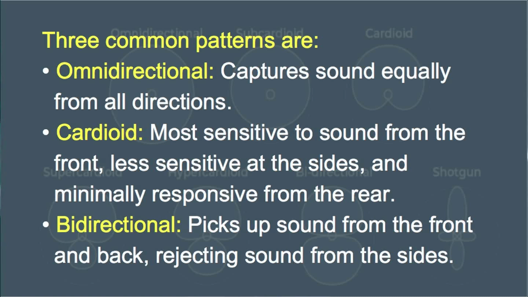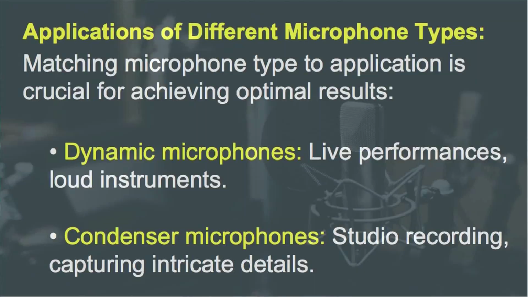Last one is bidirectional. Picks up sound from the front and back, rejecting sound from the sides. Now come to applications of different microphone types. Matching microphone type to application is crucial for achieving optimal results. Dynamic microphones are mainly used for live performances and loud instruments.